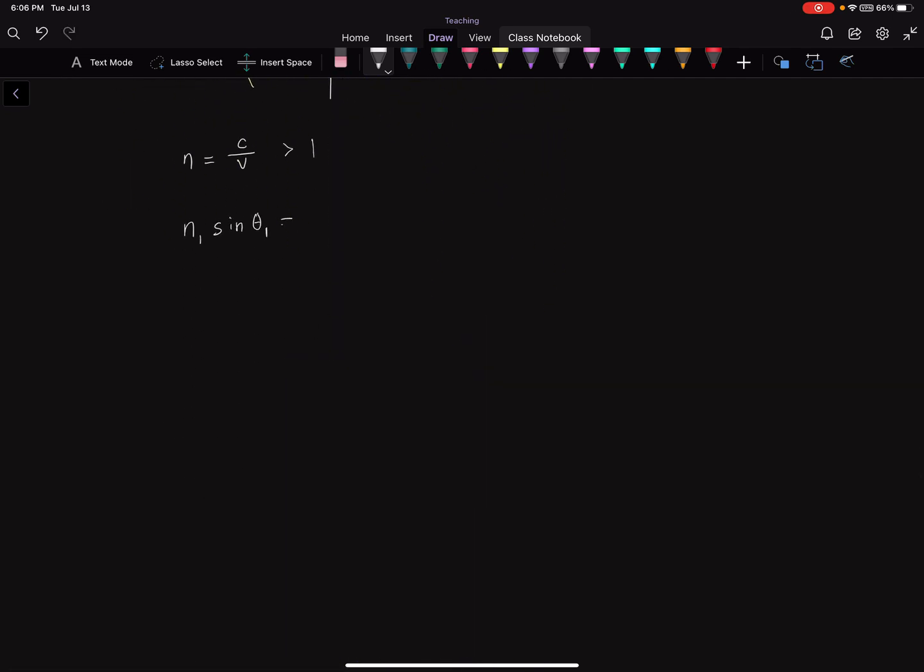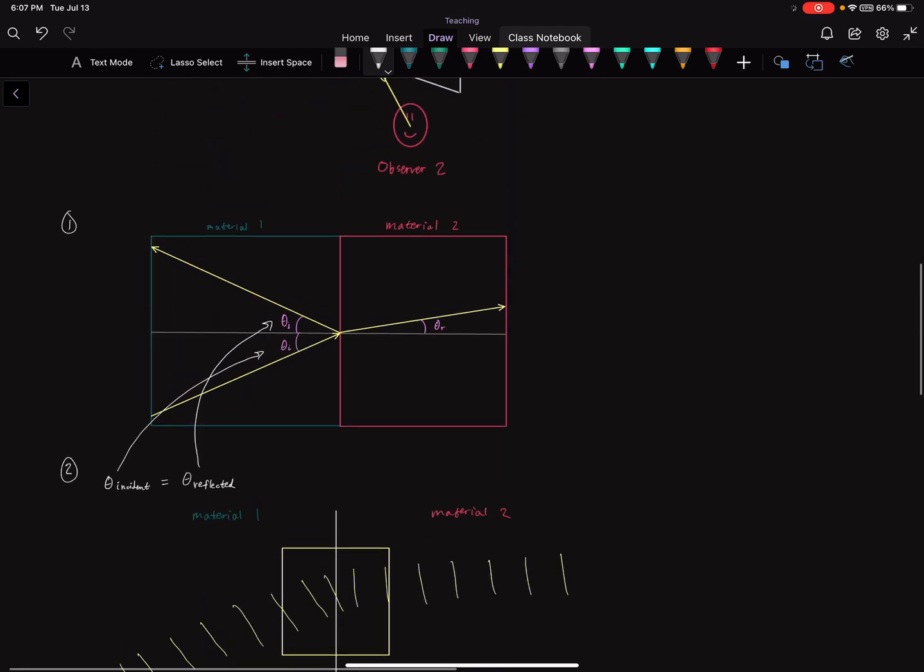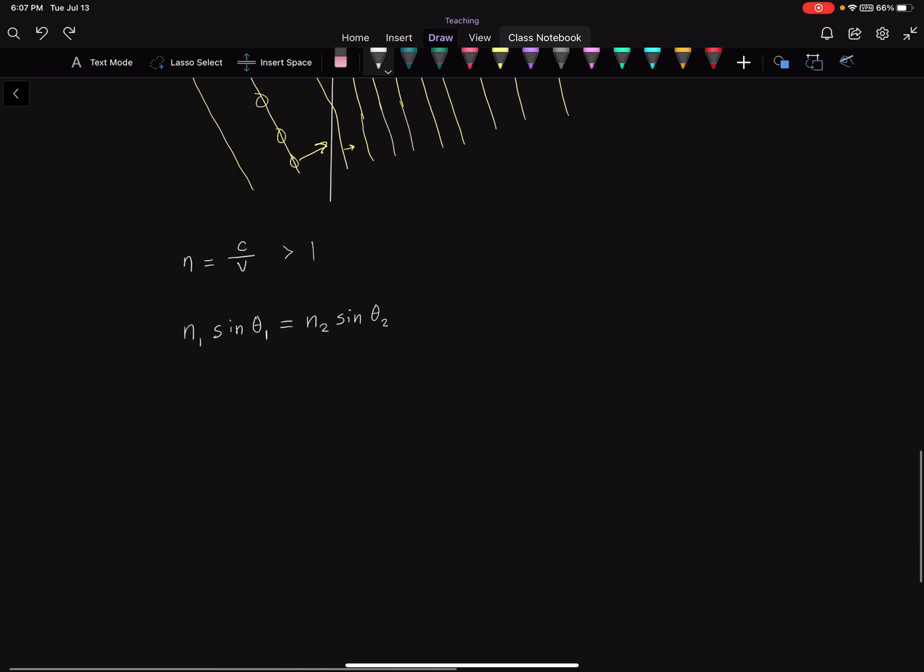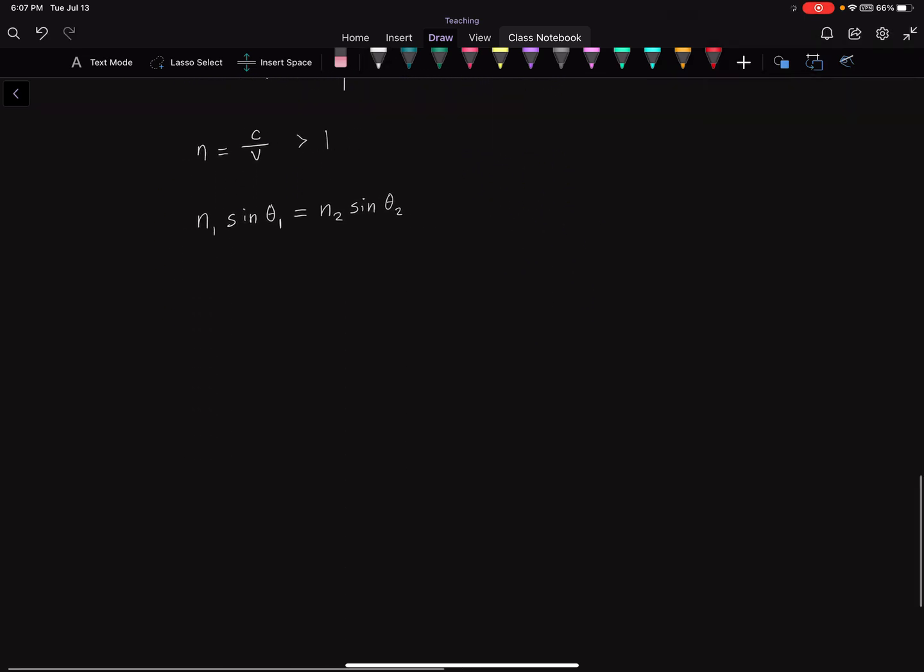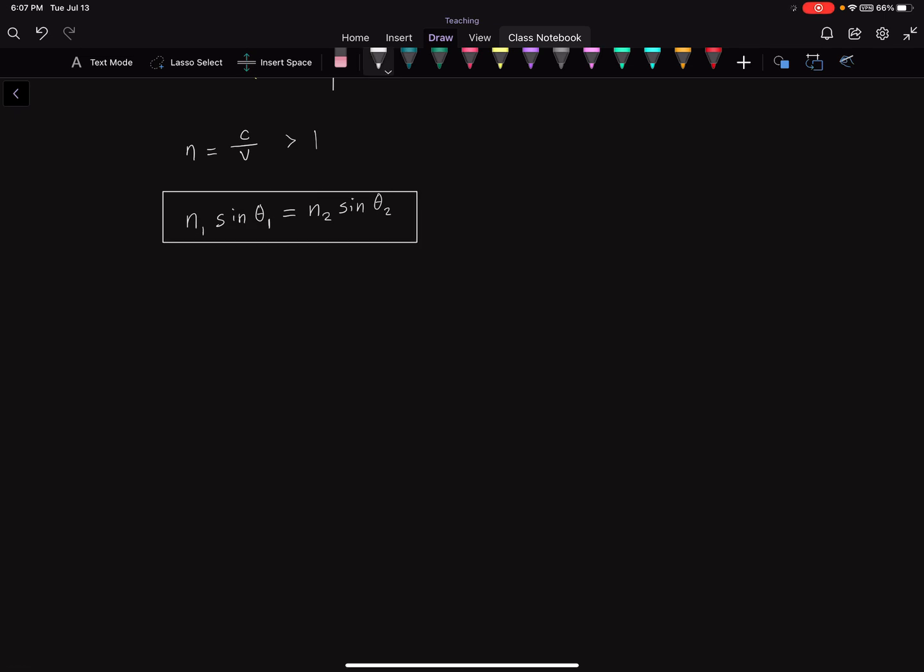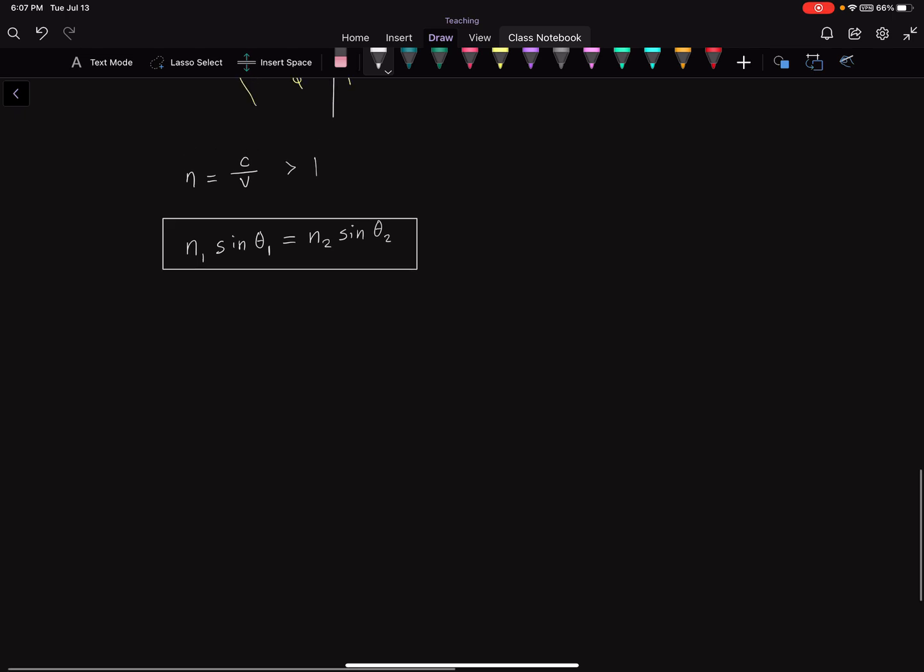That is equal to the index of refraction of material 2 times the sine of the angle that it refracts at, this angle. It's quite a simple and pleasing little law. It explains why when you look at your straw in a glass of water, the straw is bent. It explains why light refracts.